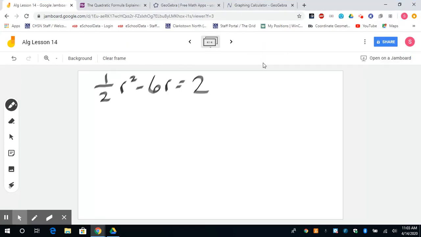All right, so we're going to do this one together. So again, I want it looking in standard form. Right now, I only have ax squared and the bx on the left. I want the c, so I'm going to subtract 2 from both sides to make it equal to 0. That's my standard form.